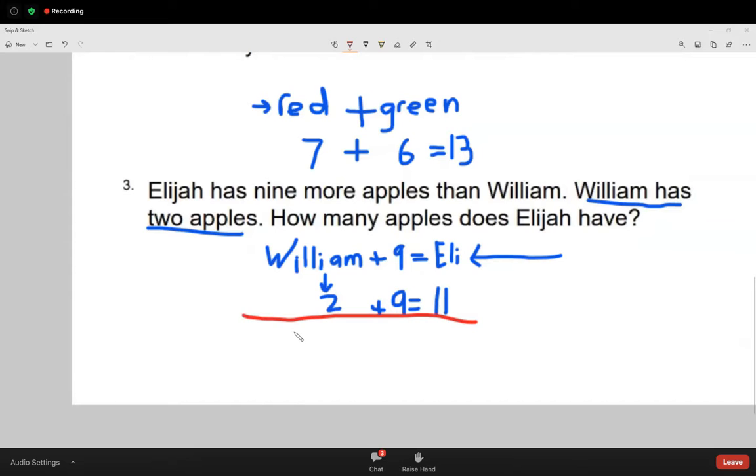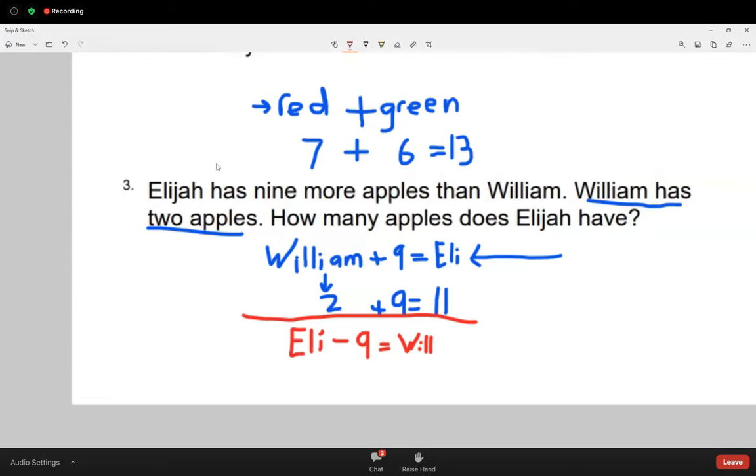So this is a little tricky to do, but what we can do is, it says Elijah has 9 more than William. So we know that if we have Elijah minus 9 equals William as well. So this is pretty tricky. It's okay if this doesn't make too much sense, but hopefully it does.